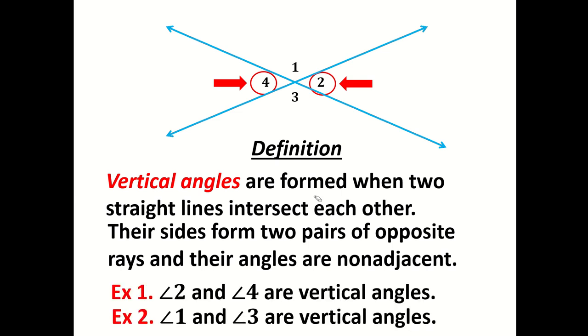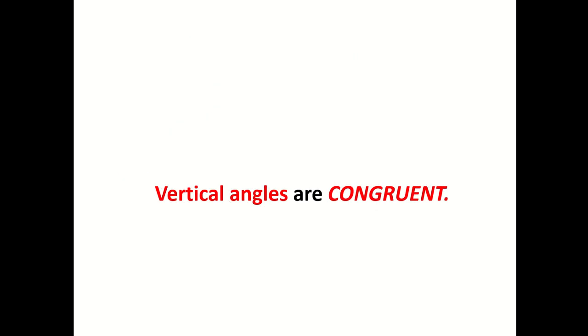Yung 1 and 3 naman, yung magka-partner, vertical angles din sila. Pero hindi pwedeng 1 and 2 kasi adjacent sila. Same with 2 and 3. So, yung tamang example dito, 2 and 4, then 1 and 3. Okay, and this is something that you will learn in the future. Always remember that once you say that two angles are vertical, they're always congruent, which means that the angle measurements are exactly equal.